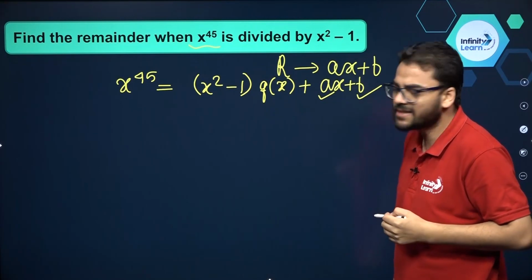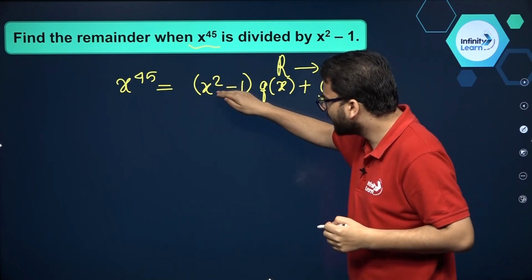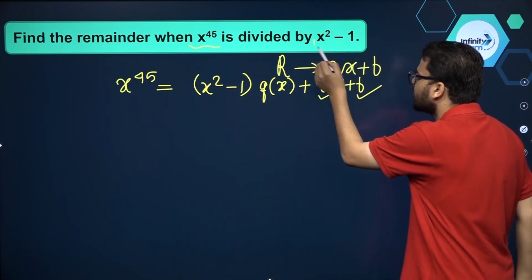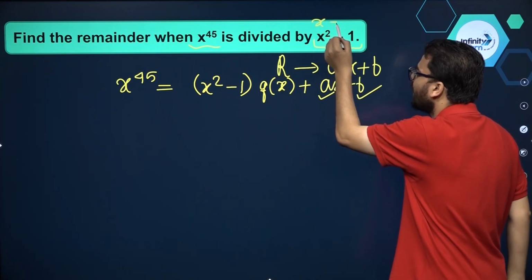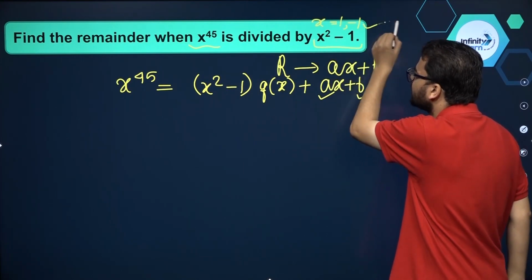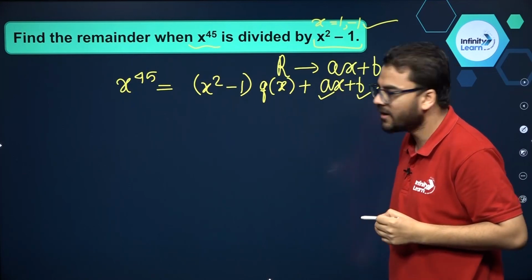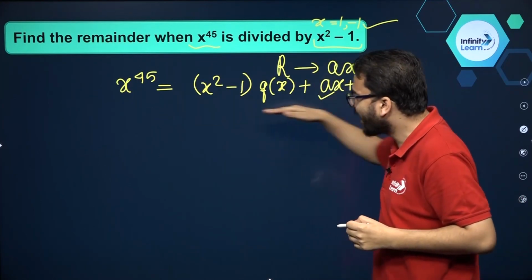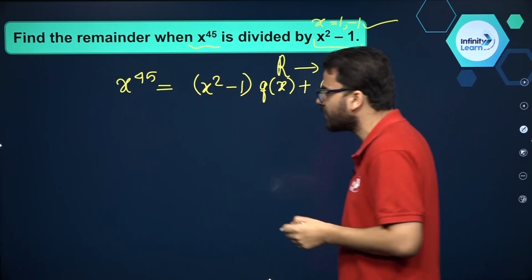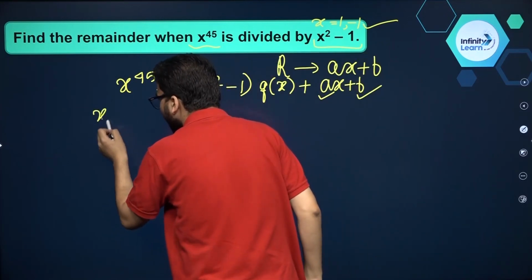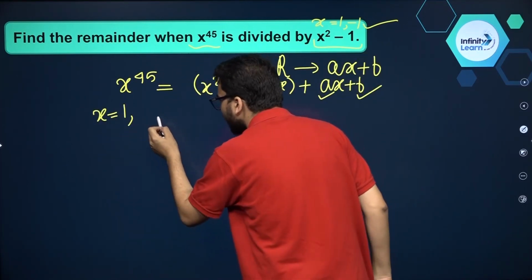Now how we can do this? See, we know that for this polynomial x square minus 1, x is equal to 1 and minus 1 are the zeros. I hope you understand that. So in this equation, can we put x is equal to 1 for first time? So we are putting x is equal to 1. So what we are going to get, guys?